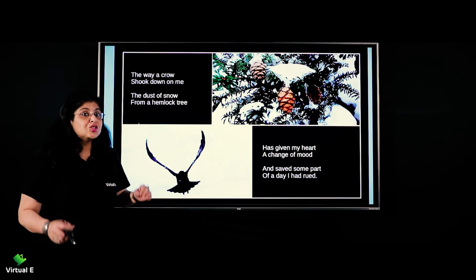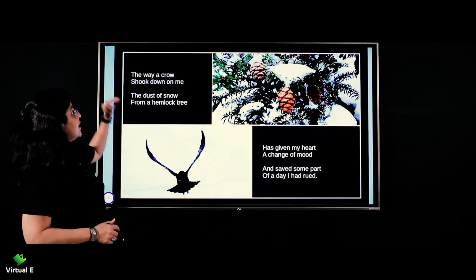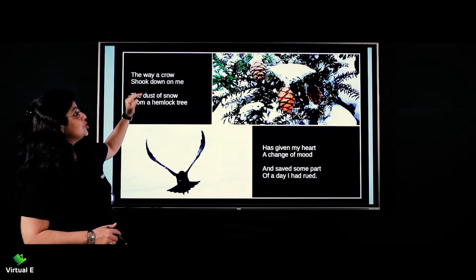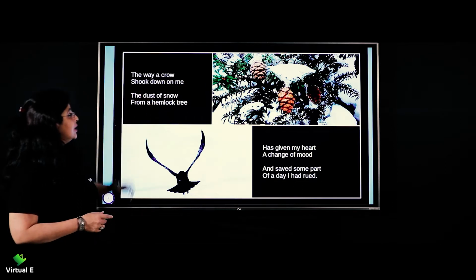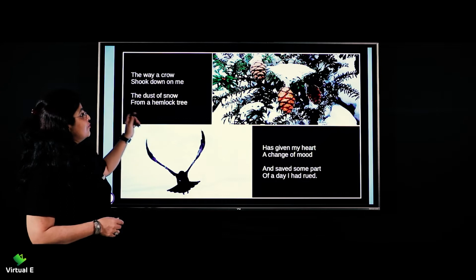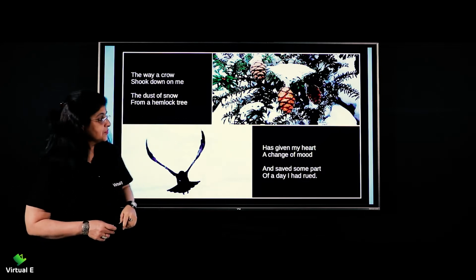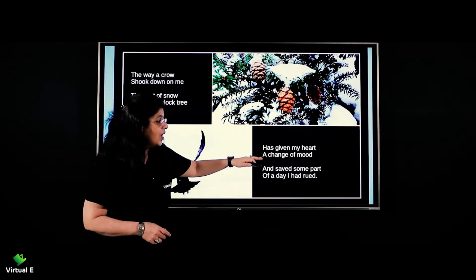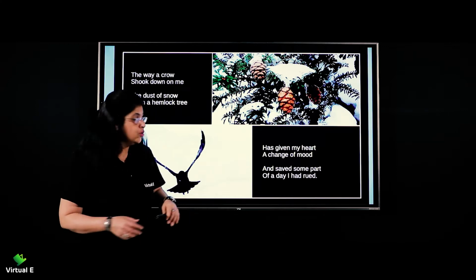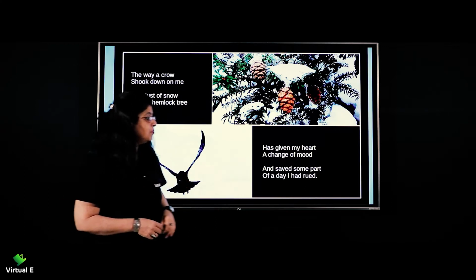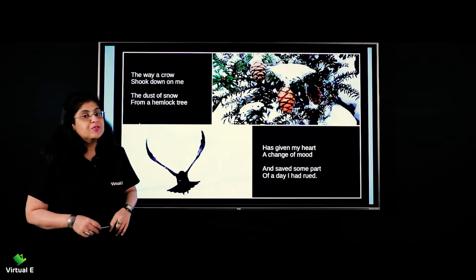Dust of Snow. It's just the dust. The way a crow shook down on me, the dust of snow from a hemlock tree, has given my heart a change of mood and saved some part of a day I rued.